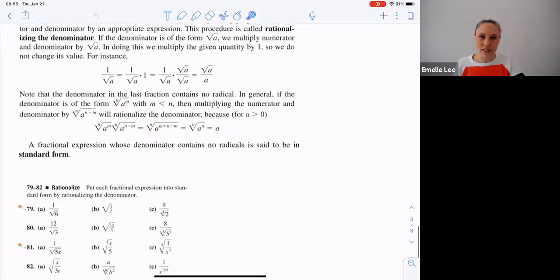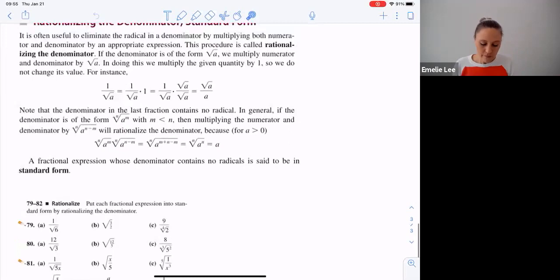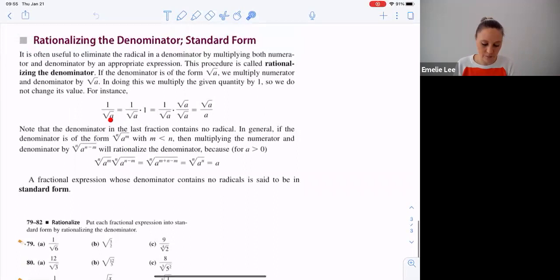But what you do is you use that trick where you multiply by one, okay? So in this case, let's go back to just the simple case where you have root A in the denominator. If you want to get rid of the root A, and you're allowed to have roots in the numerator, you're just trying to get rid of them from the denominator. And so what you're going to do to remove this root is, the root of A times the root of A is going to be A, right?